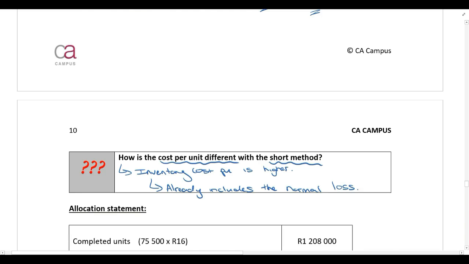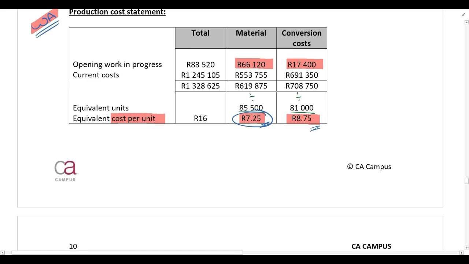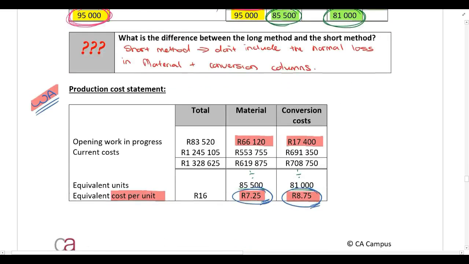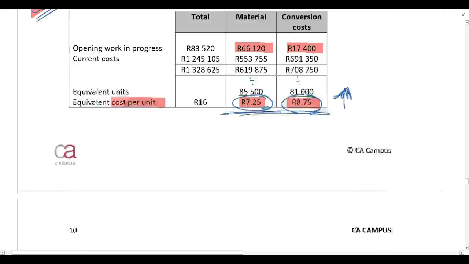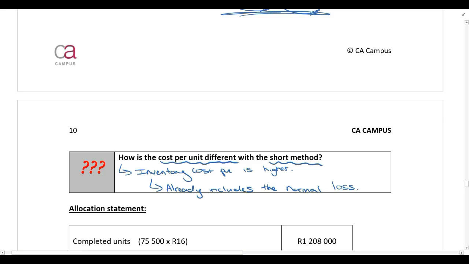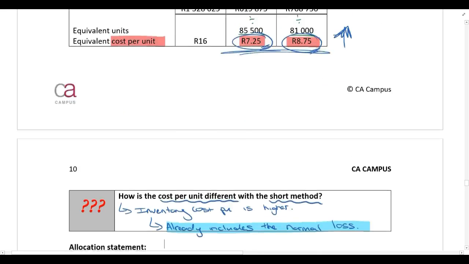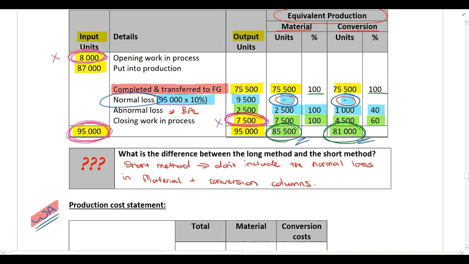So the benefit that we have over here, guys, is this cost per unit we've calculated. Because we ignored these units over here, we ignored the units in my material and my conversion column for my normal loss. I ignored those units. So by ignoring those units, my units are lower, which is resulting in a higher cost per unit, which means this higher cost per unit already takes the normal loss into account. So the benefit, if the normal loss is already sitting in that inventory cost, we don't have to do the whole allocation of the normal loss. It's already been done. So all we need to do now on our allocation statement is we just take our units and we multiply out by our costs.